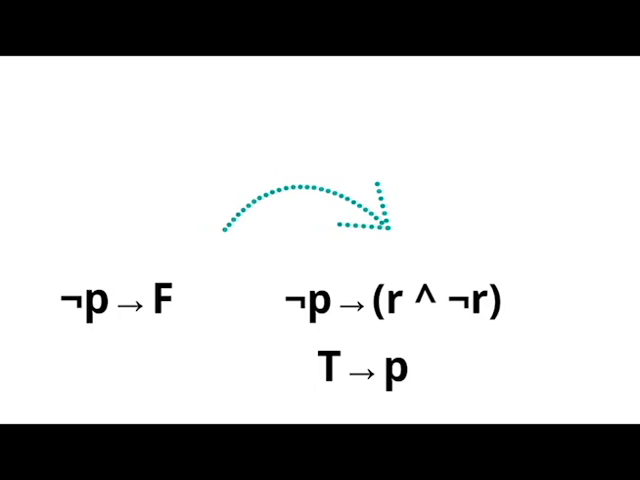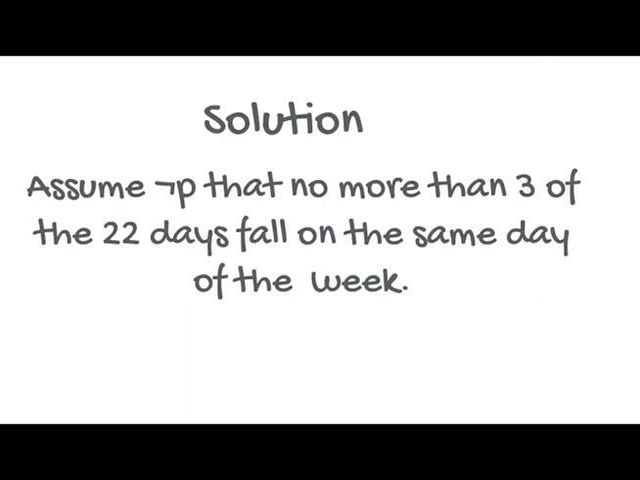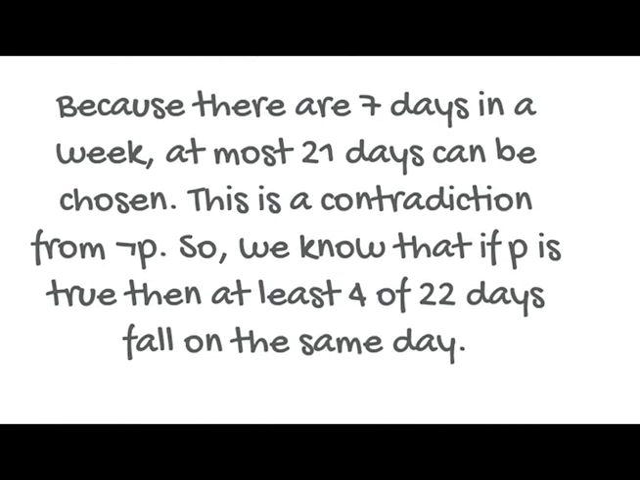Let's look at an example. Prove that if you pick 22 days from the calendar, at least 4 of these days will fall on the same day of the week. As with all contradiction proofs, we will assume not P. That is, no more than 3 of the 22 days fall on the same day of the week. Because there are 7 days in a week, this implies that at most 21 days could have been chosen. This contradicts the assumption that we picked 22 days. We now know that P is true, and at least 4 of the 22 chosen days fall on the same day of the week.